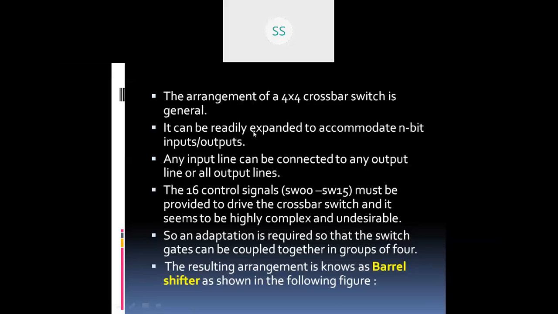And also one more important feature of this crossbar switch is it is readily expandable, in order to accommodate n bit inputs and outputs. As I told you, instead of 4, you can also extend it to 8 cross 8. The only thing is there will be 8 input lines, 8 output lines. Correspondingly, there will be 64 switches. That's all. So that's why it can be easily expanded. That is one of the features.